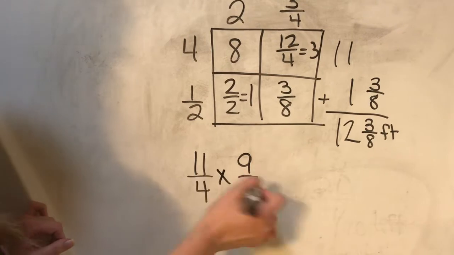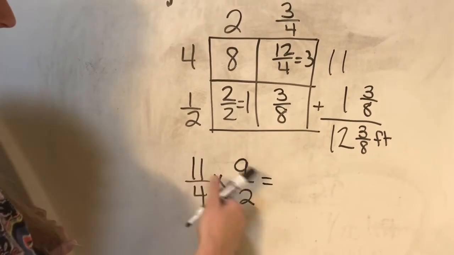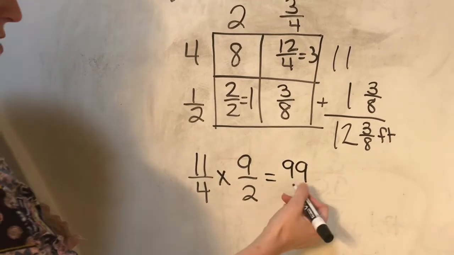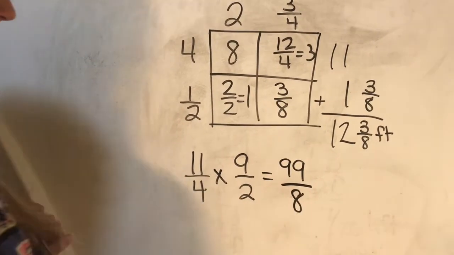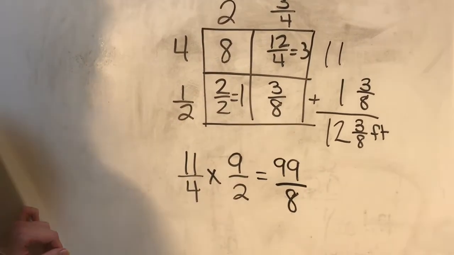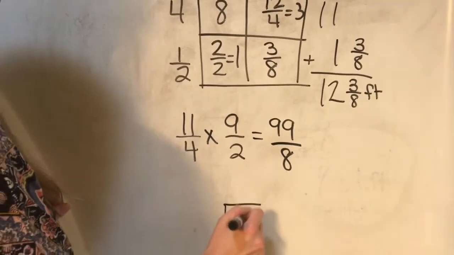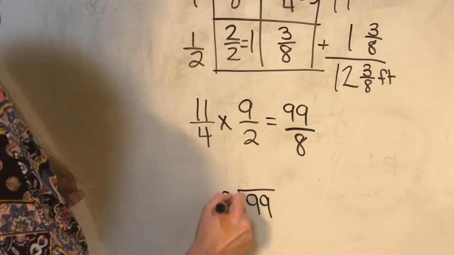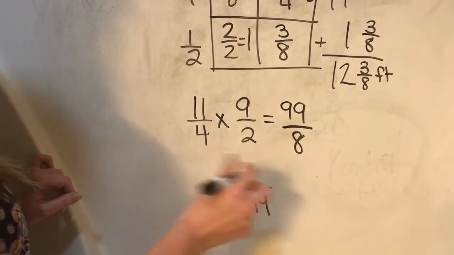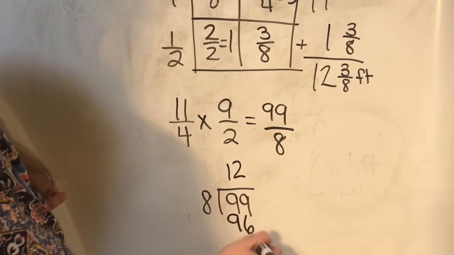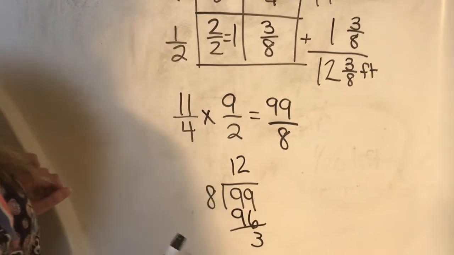So we're going to go ahead and multiply the numerators. 11 times 9 gives me 99. 4 times 2 gives me 8. And then I can change 99/8 into a mixed number. So 99 divided by 8. I know that 12 times 8 is 96, and I have 3 left over.